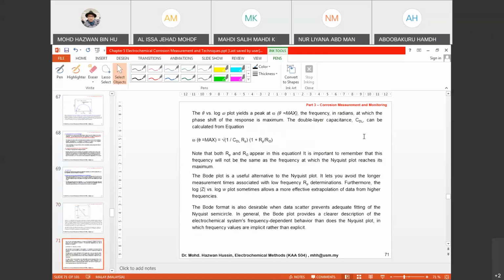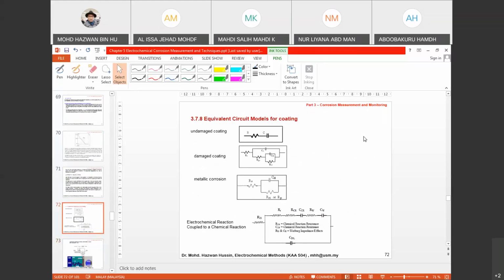Okay, I guess this one is more or less to explain the correlation between the double layer and also the frequencies. You can read it up. I guess this one is just for your explanation, for your understanding. It's not really to be tested during your exam or test.